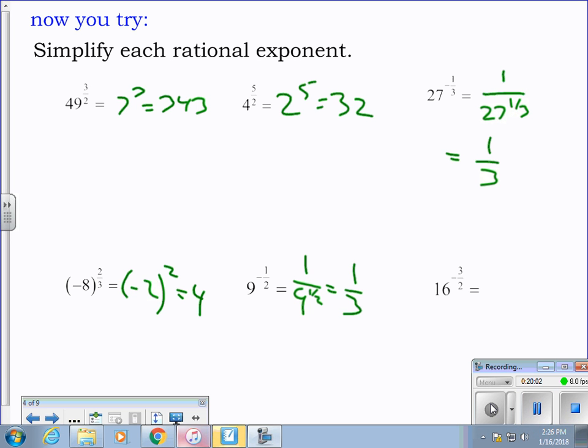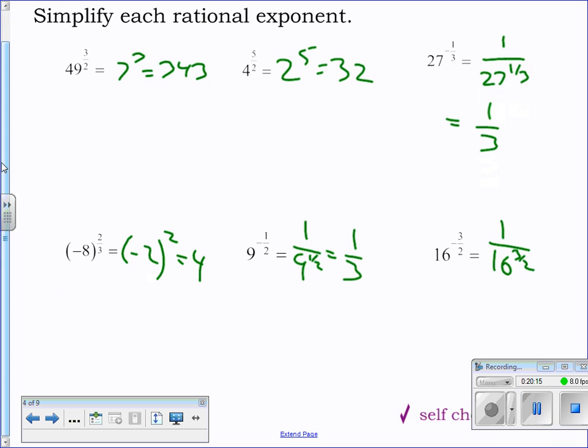And then 16 to the negative 3/2 power means that I have 1 over 16 to the 3/2. The 2 means I take the square root. So that gives me 1 over the square root of 16, which is 4. 4 to the 3rd power gives me 1 over 64. Questions?